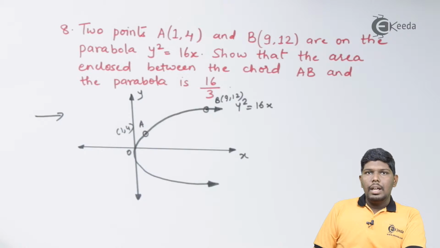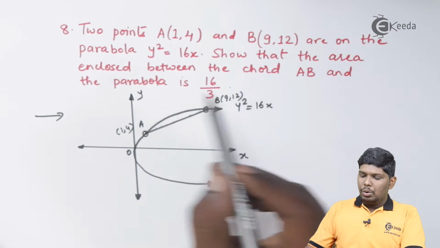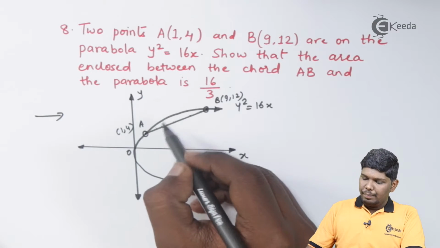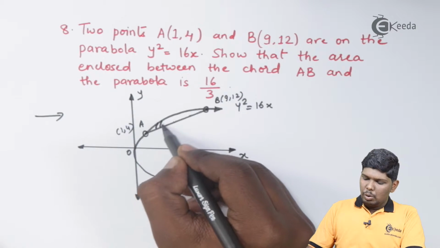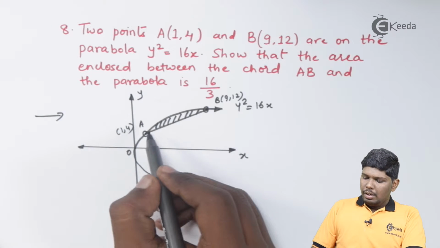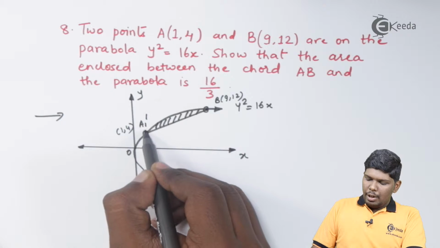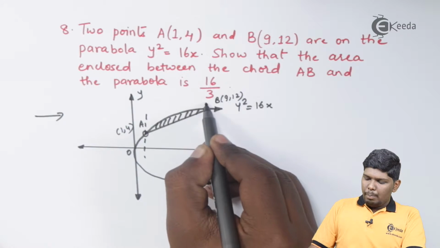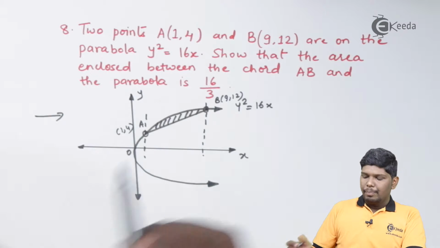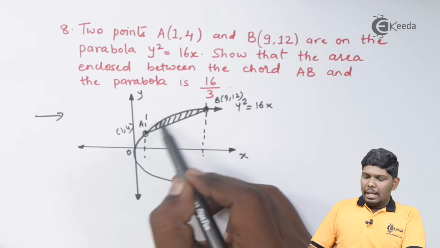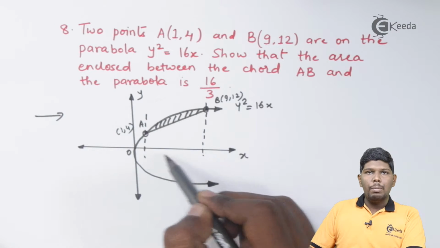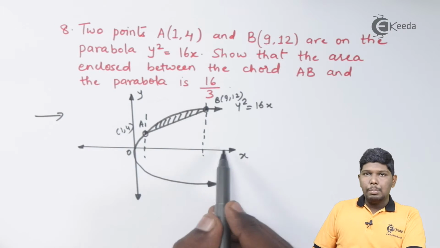Let us connect this AB in order to draw the chord. They have asked you to find the area which is enclosed between the parabola and the line, or you can say chord AB. So this is the area. Now here also to find this area, we can consider the area of parabola from point A to point B with respect to x-axis, so that this will be the entire area, and further we can subtract the remaining area which is formed by the line AB again with respect to x-axis.